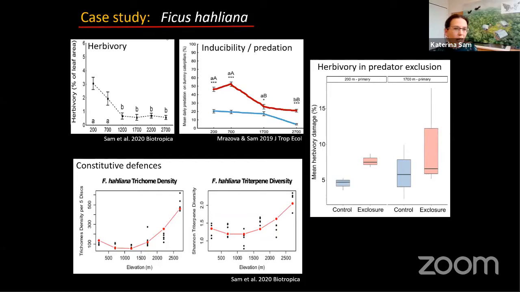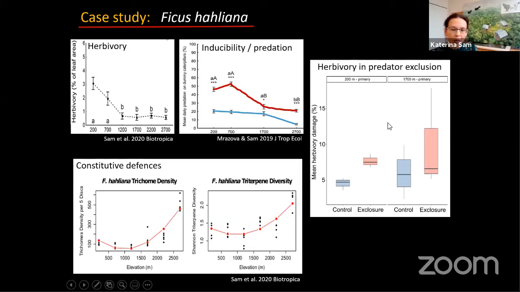And here I would like to show you the case study of our favorite, Ficus hahliana. Ficus hahliana is our favorite because it grows along nearly the complete elevational gradient. It spans from 200 to 2,700 meters above sea level, and its standing herbivory on the control trees decreases with increasing elevation. When we were looking into the constitutive defenses, we saw that they increase with increasing elevation. And finally, when we return to the graph which you have seen already once, we observed that the inducibility of the plant is higher in the lowlands. And when we spray the Ficus hahliana with methyl jasmonate, it attracts more predators in the lowlands than at the higher elevations.